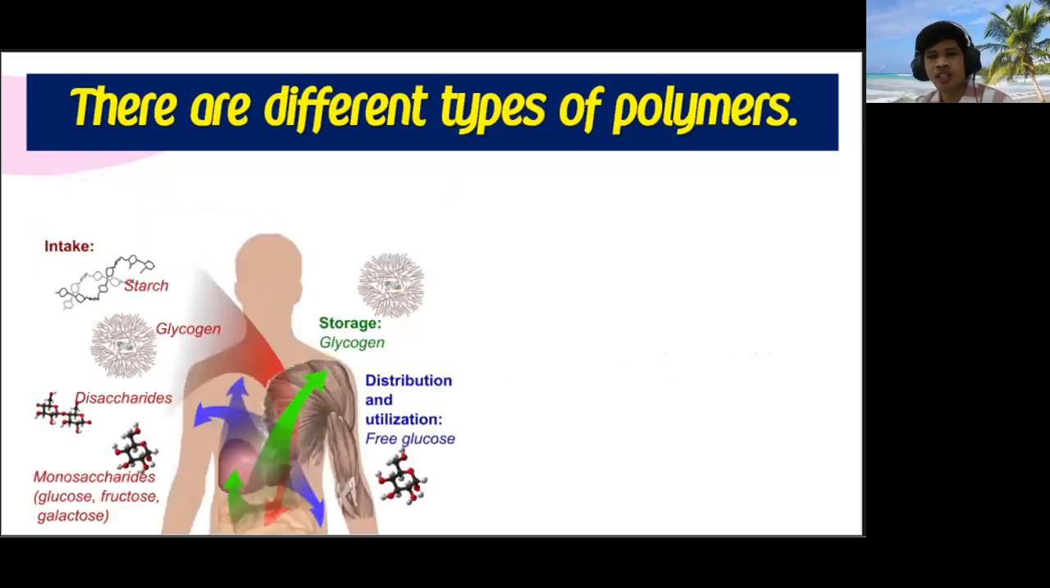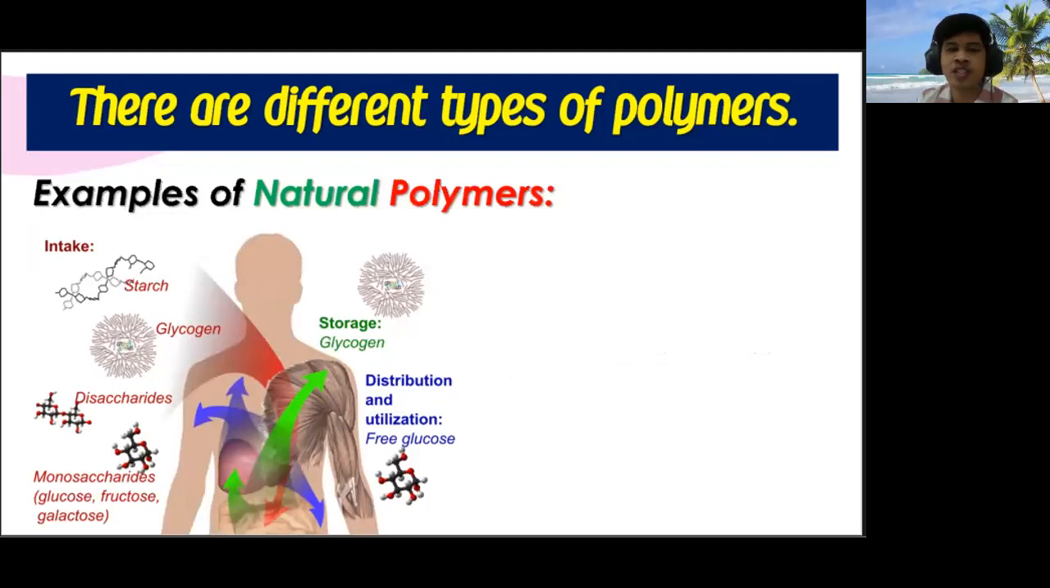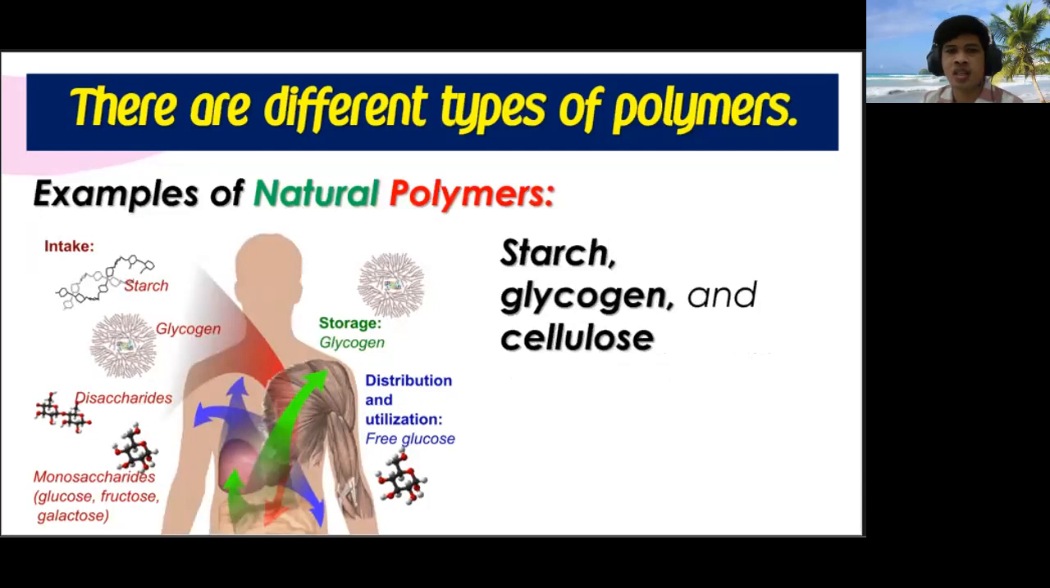So the first one, let us have natural polymers. What are the examples of natural polymers? We have, for example, starch, glycogen, and cellulose. So these are examples of natural polymers. First we have starch and glycogen. These are forms of sugars.